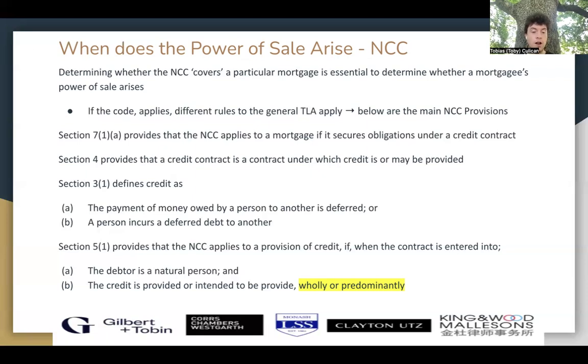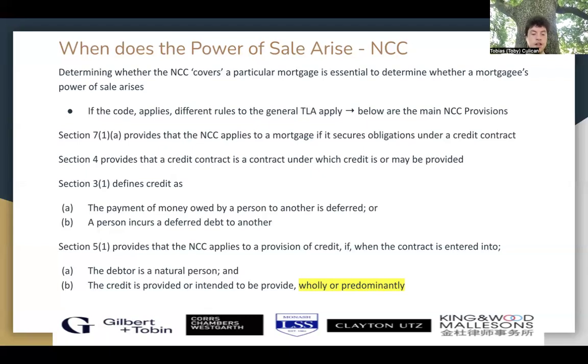Section 3.1 defines credit, which is probably the most important one, as the payment of money owed by a person to another is deferred. So when you say, I'm going to pay you 100, but I'm not going to do it now, I'm going to do it in 2 weeks. That's a debt because they have a right to recover that money, but it's not their property yet. Or a person incurs a deferred debt to another. I'm not too sure what the difference between those two are, but it'd be something smart. Deferred payment will be more than sufficient for your understanding.